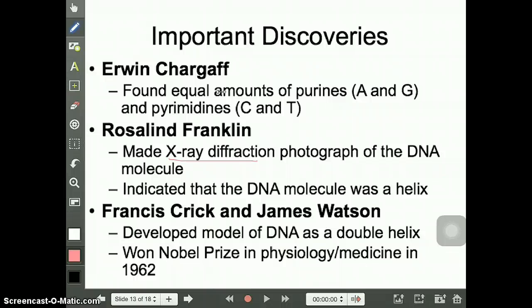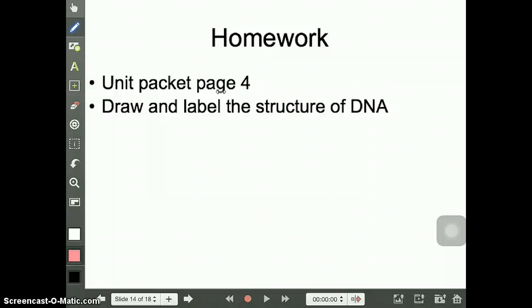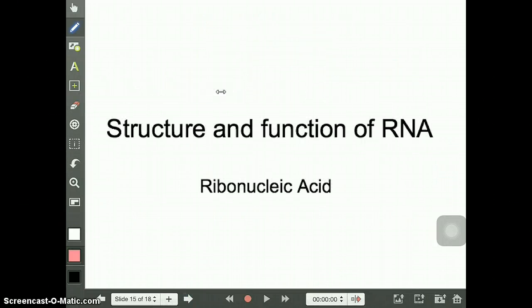Her research was used by Watson and Crick to discover the structure of DNA. They did not actually recognize her in their findings of the DNA structure until after she was dead. And unfortunately, she is not awarded the Nobel Prize because you cannot award it after you've passed away. You'll see that in your packet.